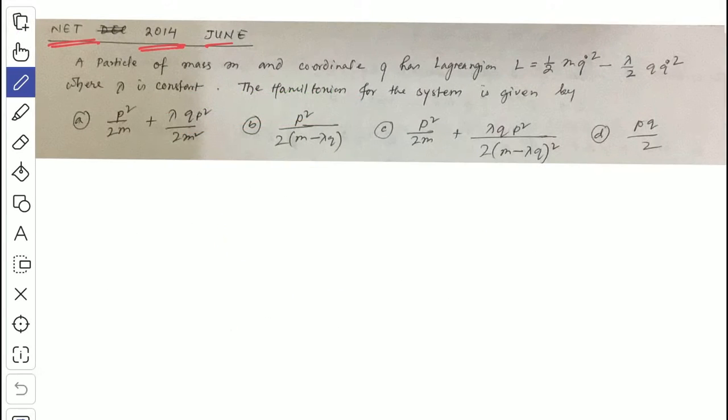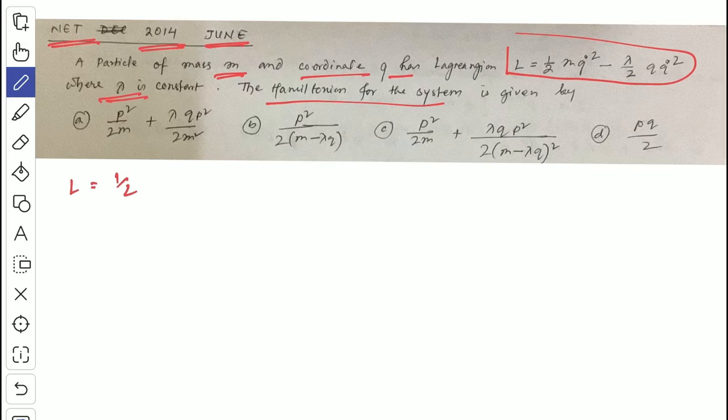Question, NET 2014 June. A particle of mass m, coordinate q, has the Lagrangian given here. Lambda is a constant. The Hamiltonian should be found. The Lagrangian L is given as half m q dot squared minus lambda by 2 q into q dot squared.